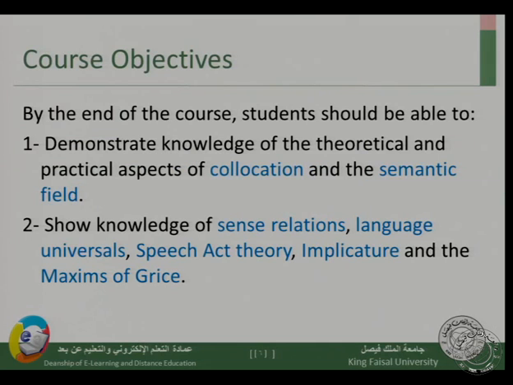The objectives of this course are as follows. By the end of the course, students, you should be able to first demonstrate knowledge of the theoretical and practical aspects of collocation and the semantic field. So you show that you understood these topics and of course apply them practically in different situations. The second objective is to show knowledge of sense relations, language universals, speech act theory, implicature, and the maxims of Grice. We're going to handle each of these topics in a different lecture, and you're going to hopefully show us that you have deep knowledge of these topics, of course, by taking the final exam and showing us that you know what we discussed in these lectures.